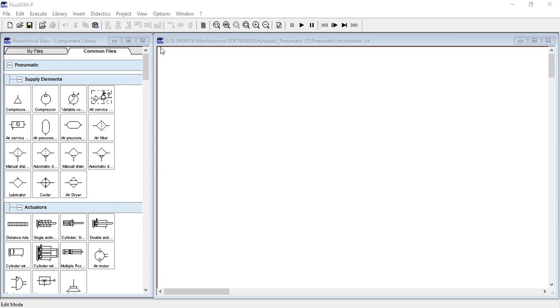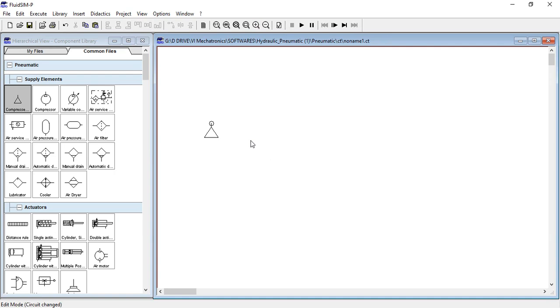So how to work in this system? We have clicked on new, so we got the new canvas. Now our next task is to drag and drop the required elements. I will show you one by one. So first one is compressor. Let's drag it over here. So now this is what? This is compressor. This is the symbolic representation of a compressor.